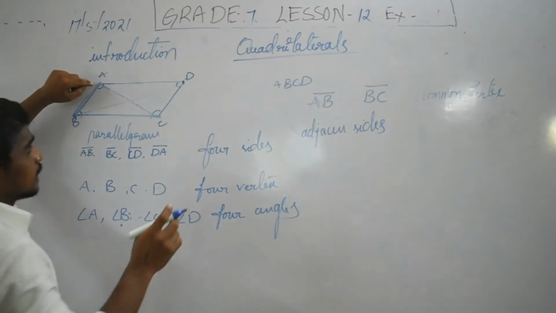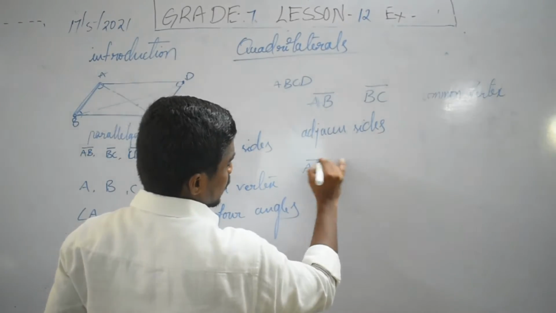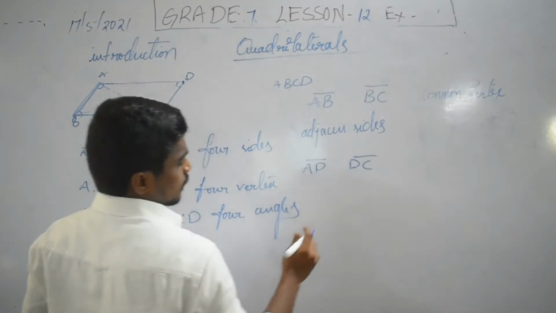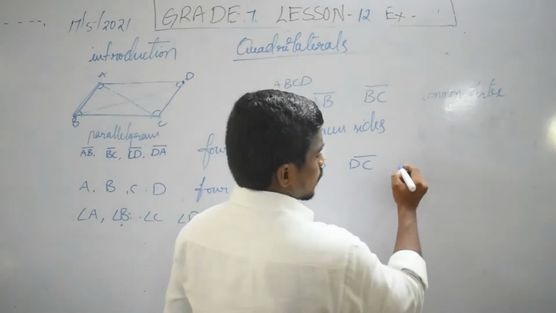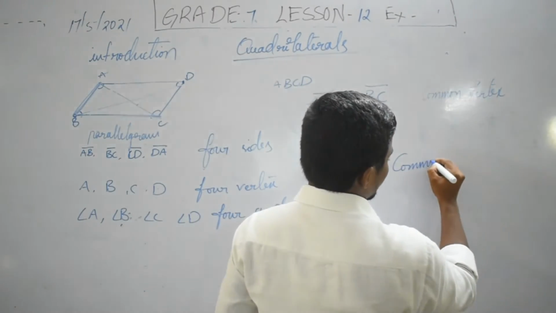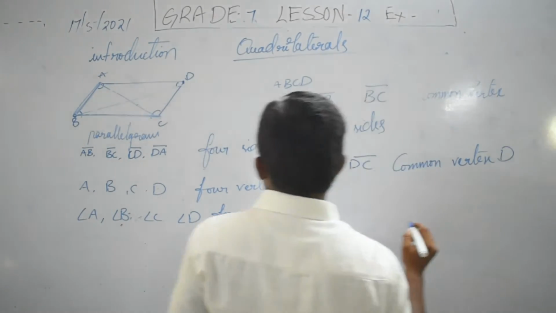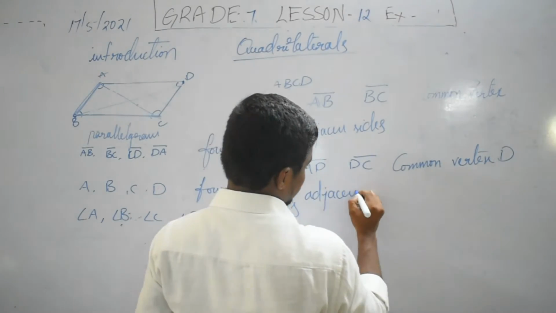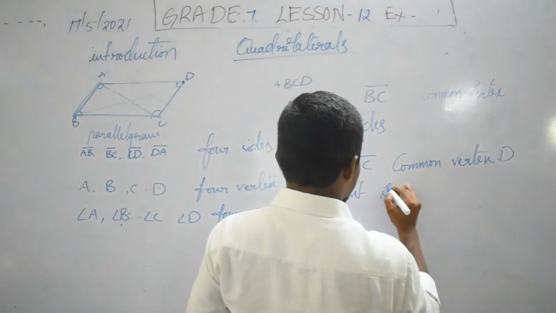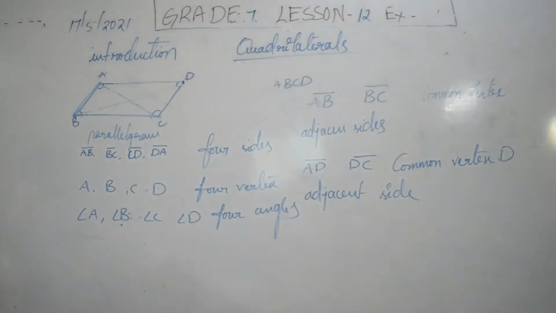Next see, AD and DC. So here common vertex what? D. Common vertex D. So now here see, adjacent sides AD and DC. There are adjacent sides AD and DC.